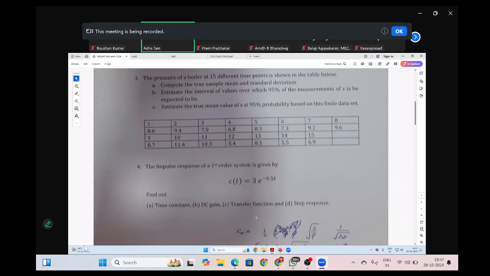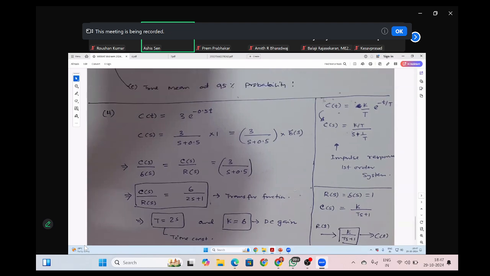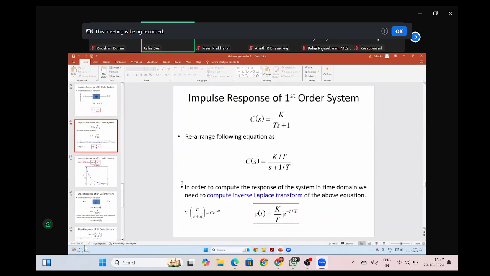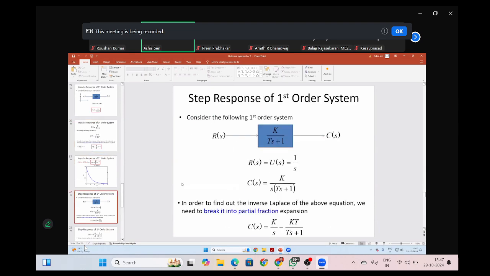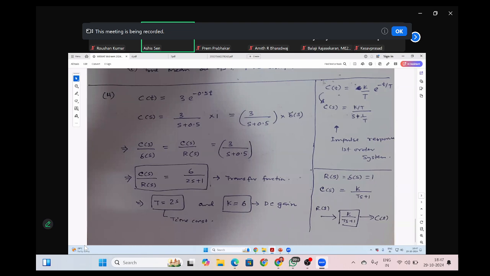The next bit is the step response. So if this is the impulse response, what would be the step response? Okay, this is something that I have not shown here. See, the step response is basically the integration of the impulse response. Okay, let me get that page. Give me a few seconds.